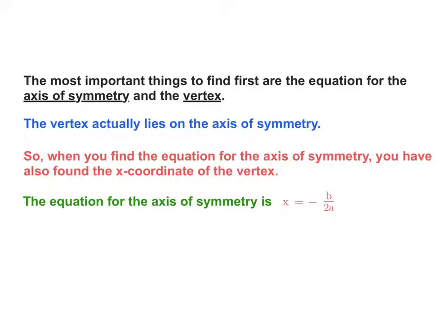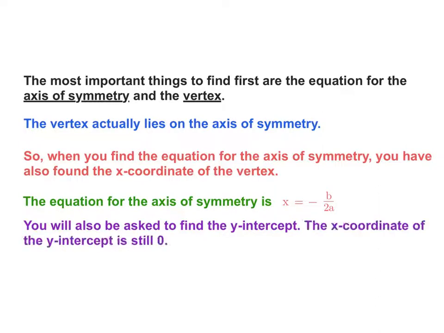So, in addition to finding the axis of symmetry, we're also asked to find the y-intercept. What do we know about the y-intercept, besides that it crosses the y-axis? It is a point. X is 0. Thank you. X equals 0. That's important. The x-coordinate of the y-intercept is still 0, just like it was before.